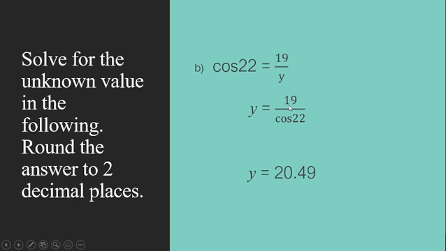So you actually put that into your calculator: 19 divided by cos 22, and you get 20.492. That 2 is not big enough to change the 9, so it becomes 20.49.